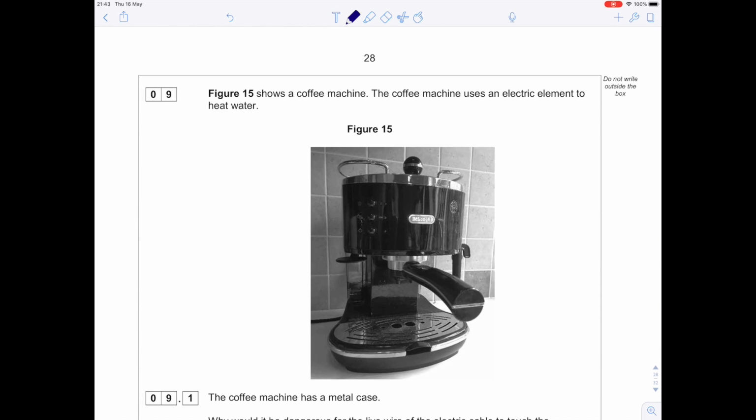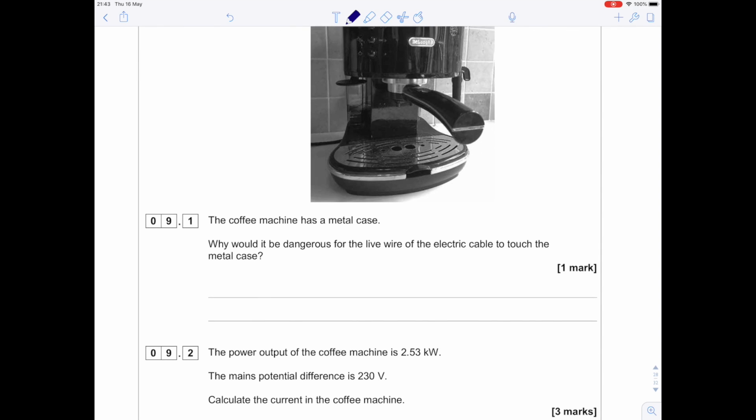9. Figure 15 shows a coffee machine. The coffee machine uses an electric element to heat the water. The coffee machine has a metal case. Why would it be dangerous for the live wire of the electric cable to touch the metal case? Well, mainly because there'd be a huge risk of electrocution if you were to touch it, because the excess charge would try and drain away through you.